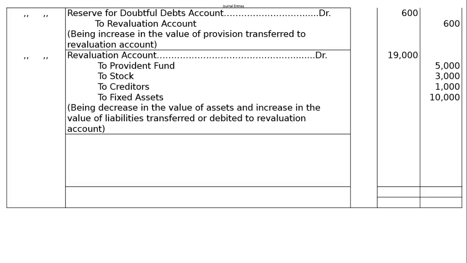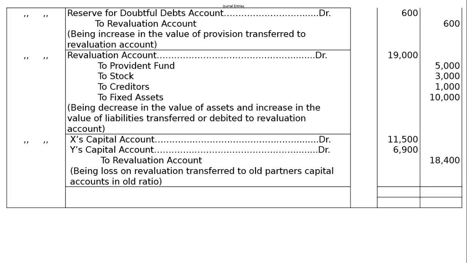Then revaluation account debited rupees 19,000 to provident fund rupees 5,000, increase in provident fund. To stock, decrease in stock due to obsolescence 3,000. To creditors, because creditors are to be paid 1,000 rupees more. Then to fixed assets account 10,000. This is decrease in fixed assets. Being decrease in the value of assets and increase in the value of liabilities debited to revaluation account.